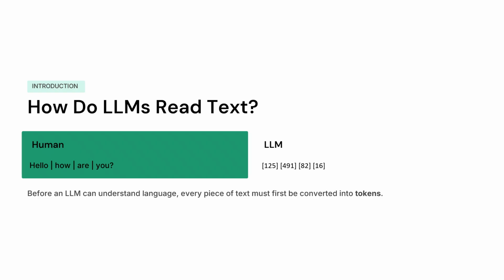As humans, we naturally read words and sentences. For example, when we see "hello, how are you?", we immediately understand its meaning. But an LLM doesn't read text like we do. It only understands numbers. So before the sentence reaches the model, it first needs to be converted into smaller units called tokens, and each token is assigned a numerical ID. This conversion is the first step before the model can process any text.